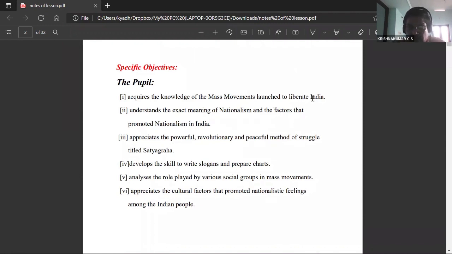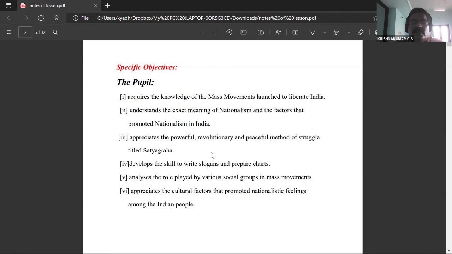That means they acquire knowledge about civil disobedience movements and non-cooperation movement. Understand the exact meaning of nationalism and the factors that promoted nationalism in India. So one is knowledge level, learning objective. Another one is understanding level, learning objective.